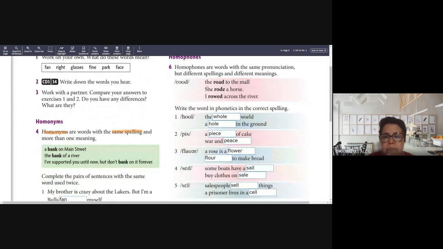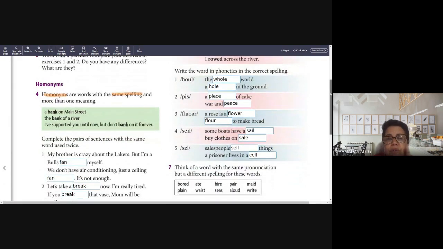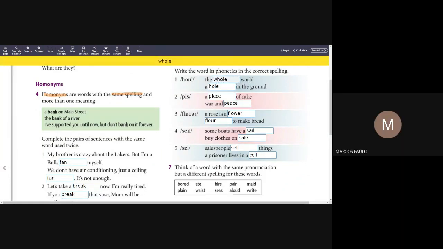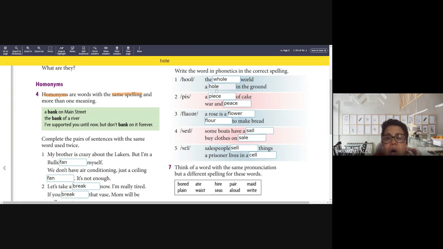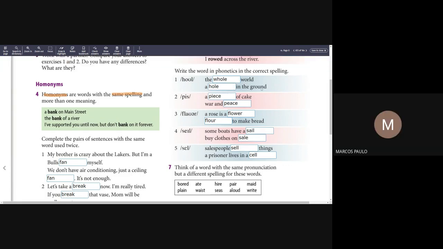Like here, look, the road to the mall. She rode a horse. I rode across the river. Okay? The 3 words here have the same sound, but they are not the same. Okay? So here, to show you, let's say number 1, the whole world. The whole world. A hole in the ground.